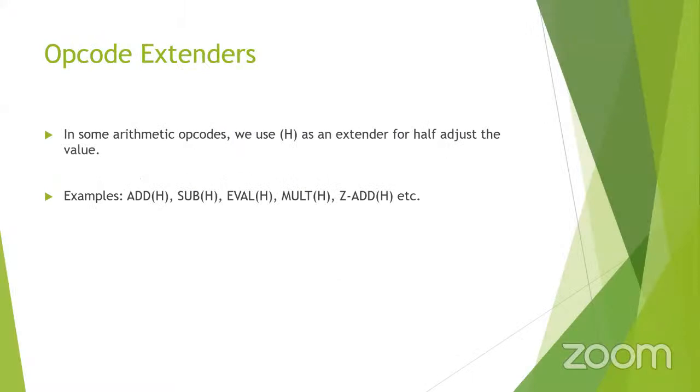Now come to the opcode extenders. The extenders we use mainly are H and E. H is used for the half adjust. Like we are using the add opcode, sub opcode, eval opcode, mult opcode, and if we have to adjust the value, like the value is 69.85 and I want to half adjust it to 69.9, I will just use the H extender just after the opcode: add and the parenthesis capital H, like sub H, eval H, mult H.